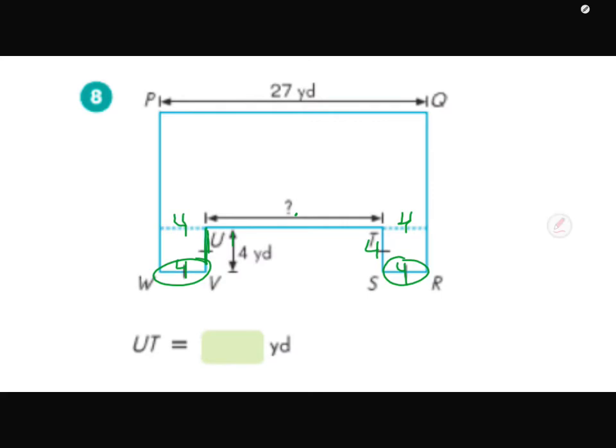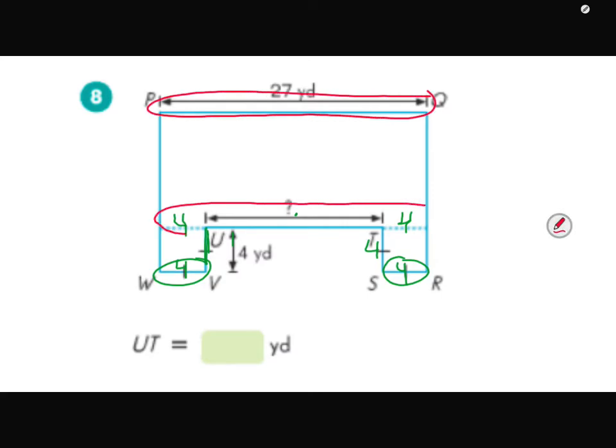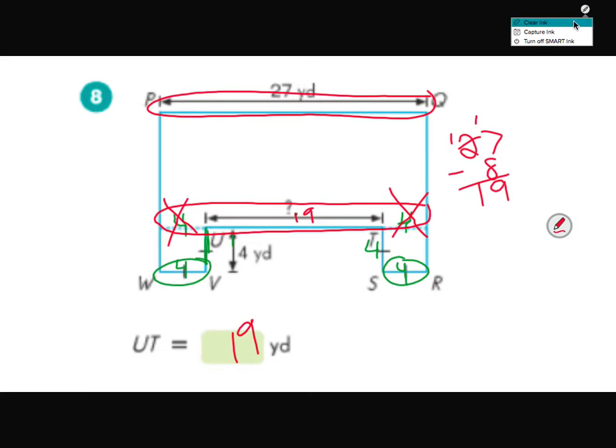Okay, now I also have this 27. This whole thing's 27, then the opposite side is 27. I don't want the whole 27, though. I want to get rid of those right there. So if I have 4 plus 4 is 8, if I have 27 and I want to get rid of my 8, I know 27 minus 8 is 19. So then that must mean that UT equals 19 yards.